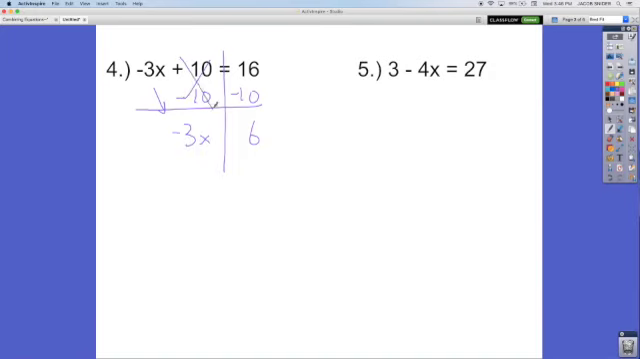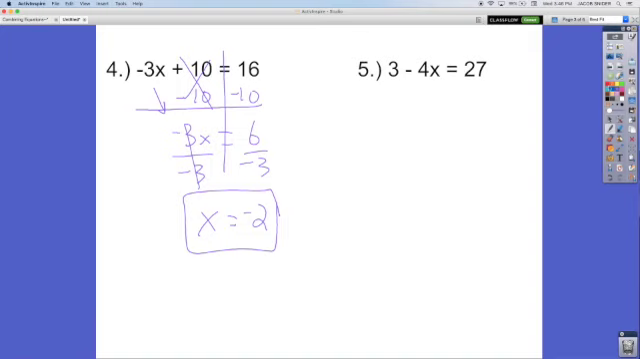This is 0. Cross it off. All right, so I got 16 take away 10. That was 6. Final step here, I got multiplication, so I'm going to divide by -3. And we're ready to go. X equals, 6 divided by -3, -2. Okay? Any questions? Let me know in the chat.